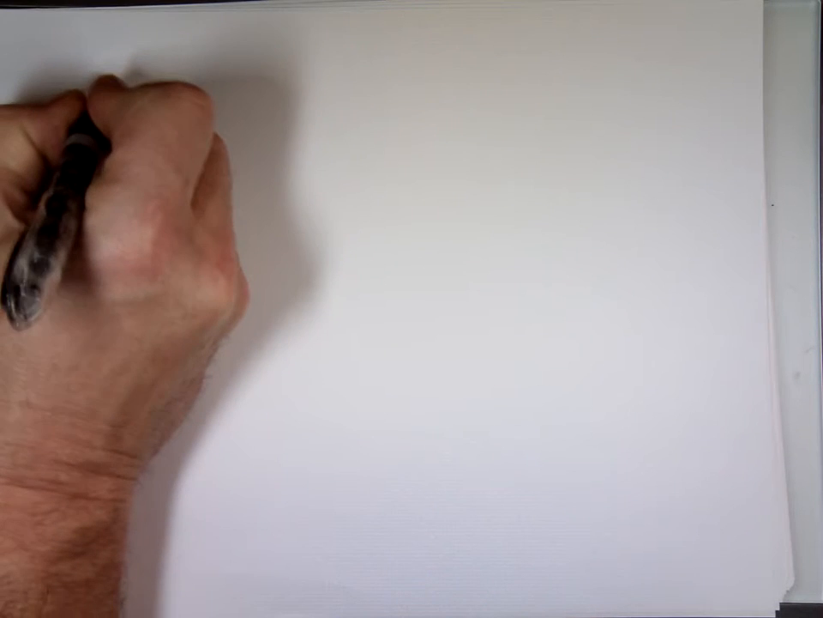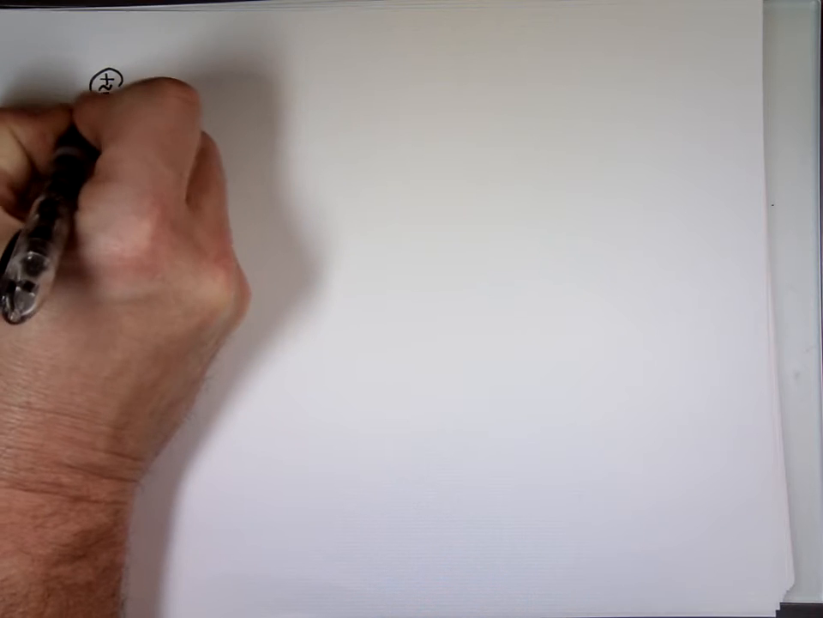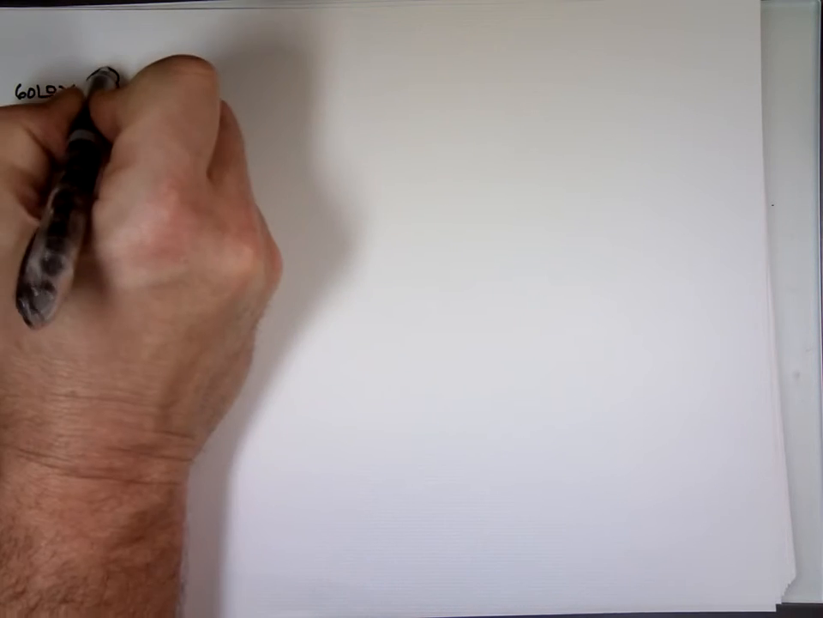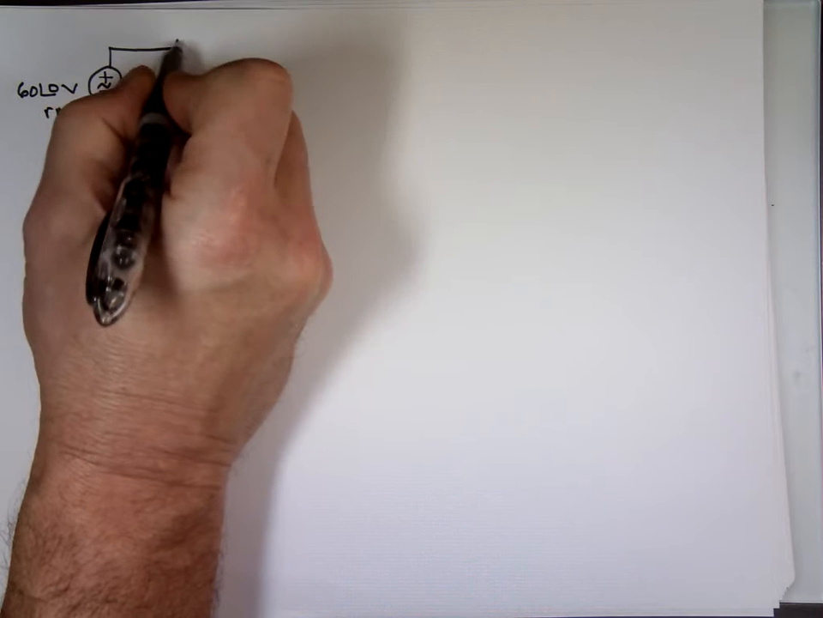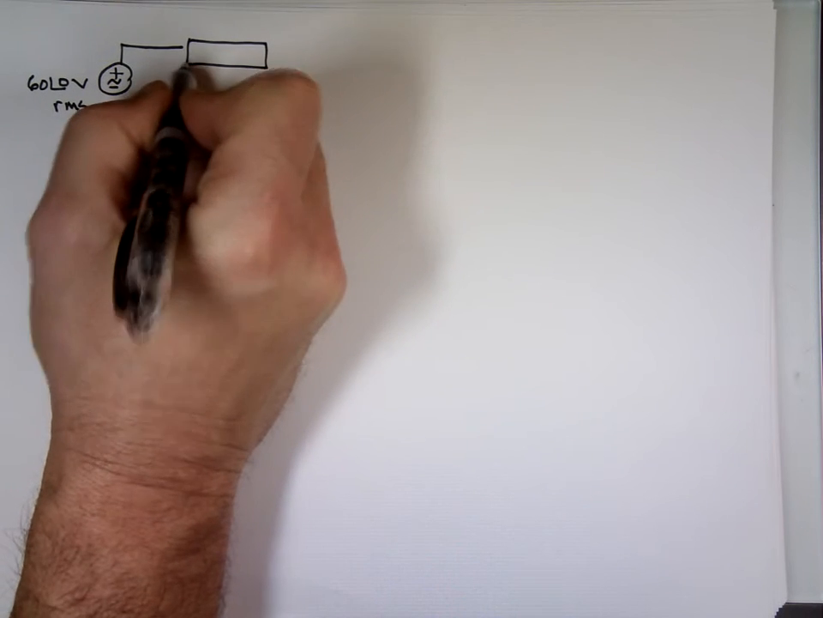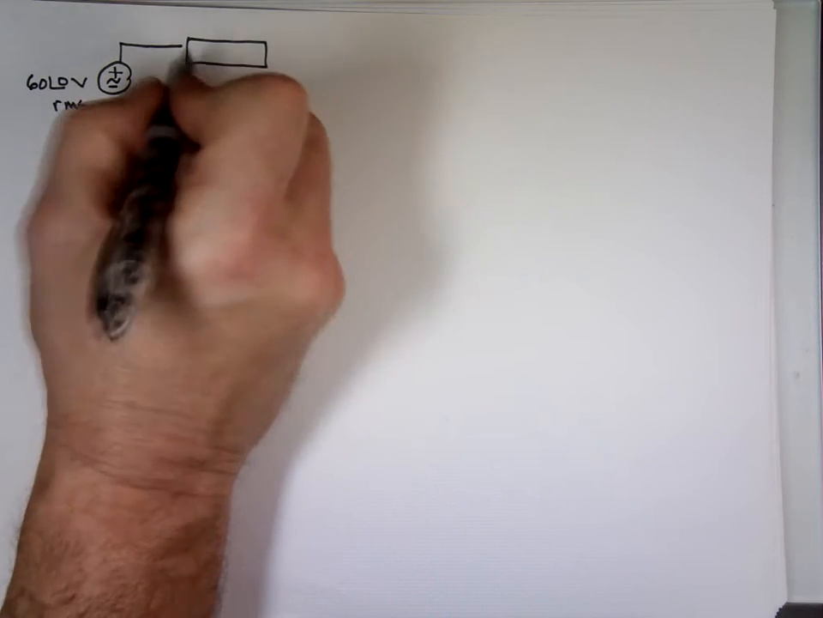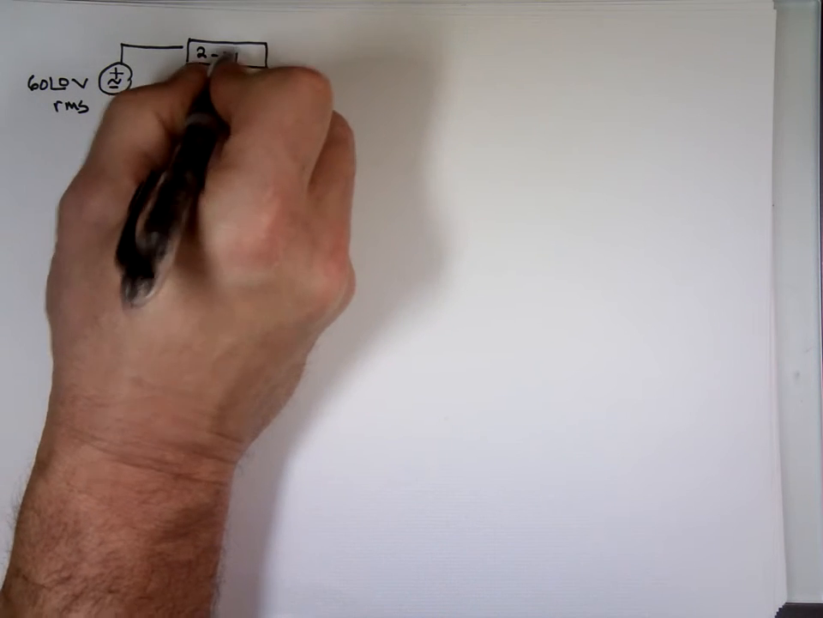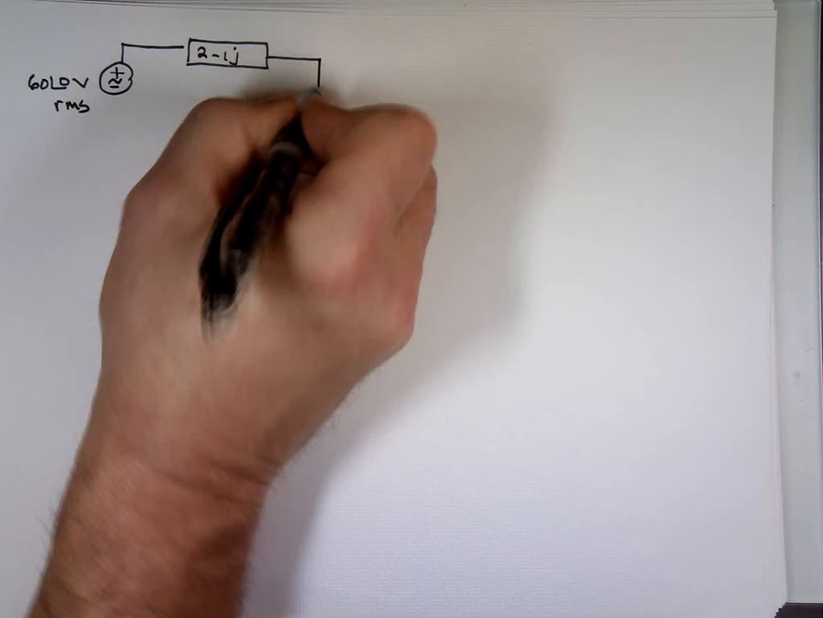I'll give it to you in phasor already. 60 angle 0. And I'll give it to you in RMS. That's RMS, effective value. Make my life easy. Here the Z Thevenin is 2 minus 1J. The load is 1 plus 5J.